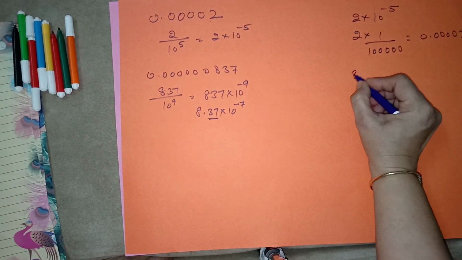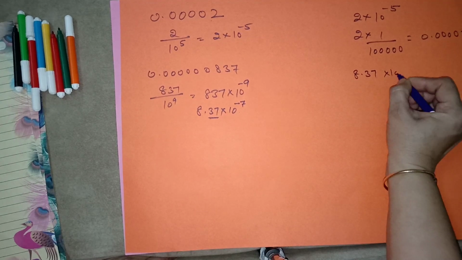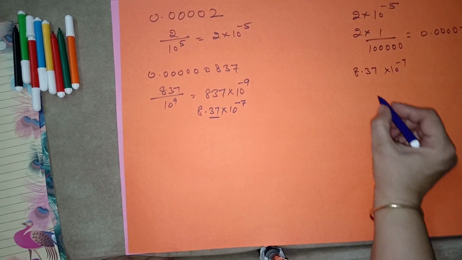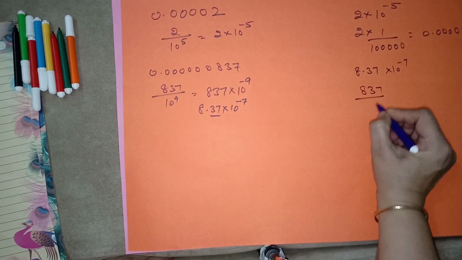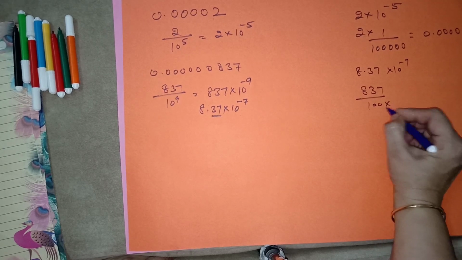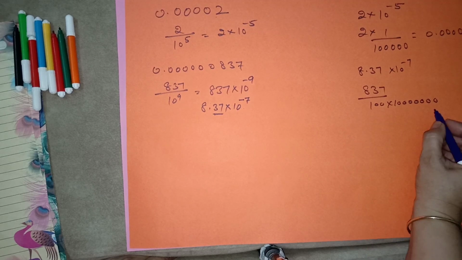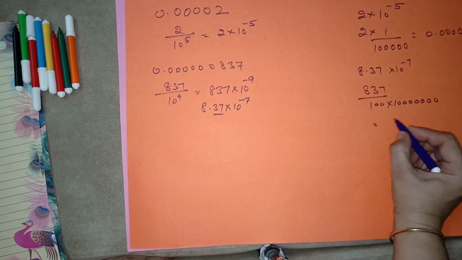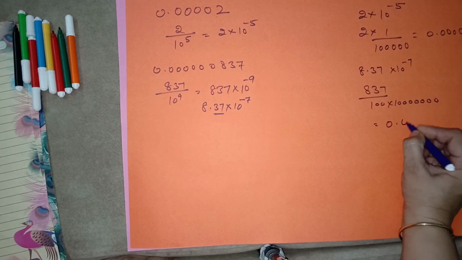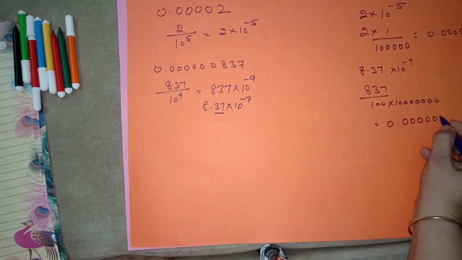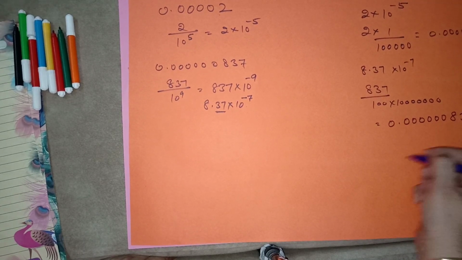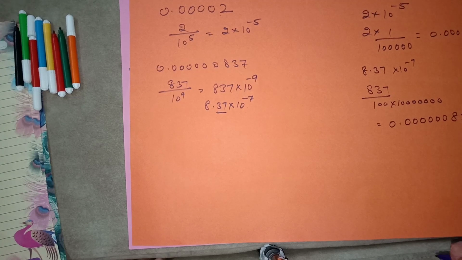Same way, 8.37 multiply 10 is to power minus 7. How to write? 837 divided by 100 and 1 2 3 4 5 6 7. Altogether these are 9. Now after decimal 9 digits should be there. 1 2 3 4 5 6 8 3 7. After decimal 9 digits are there.